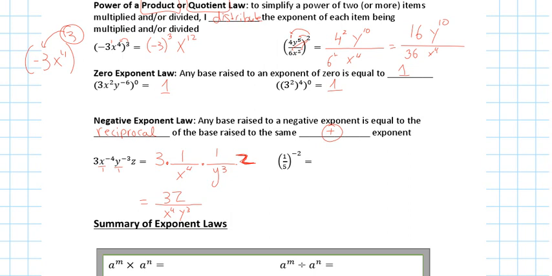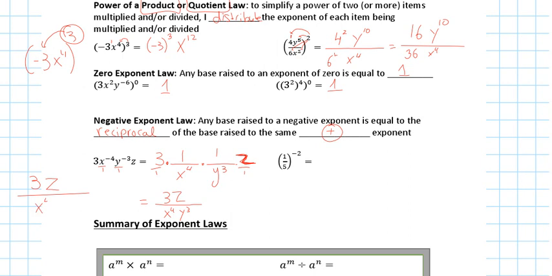Okay? Here's an easier way for you to see this. If you have something with all multiplication with positive or negative exponents, you can bring the negative exponent to the opposite side, which means if the negative exponent is in the numerator, you can just make it into the denominator. So I leave the 3, I leave the z because they're both positive, and I bring the negatives to the denominator, which makes it x to the power of 4, y to the power of 3.